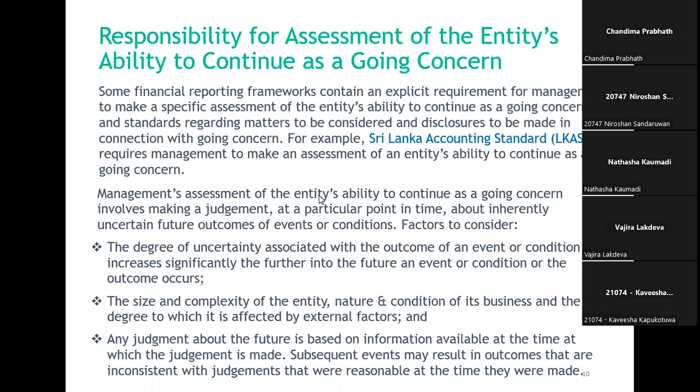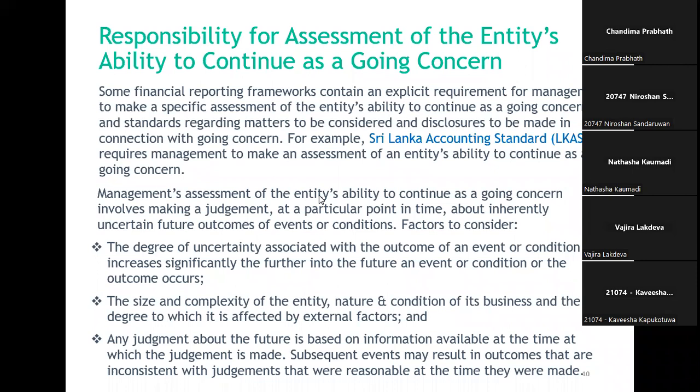Management's assessment of the entity's ability to continue as a going concern involves making a judgment at a particular point in time. So basically, you consider the foreseeable future, which is 12 months from the date of the approval of the financial statements, right? You make it at a particular point in time.